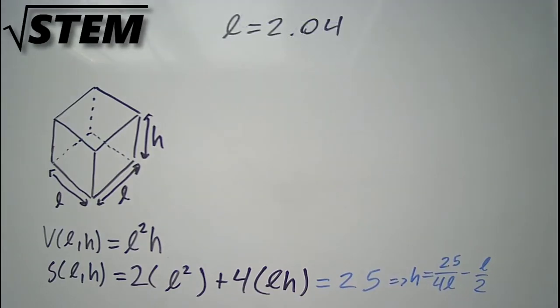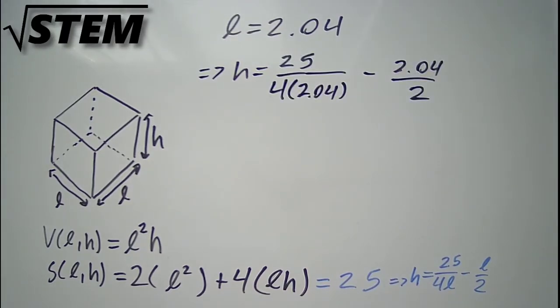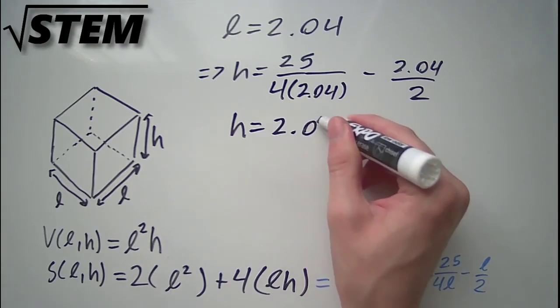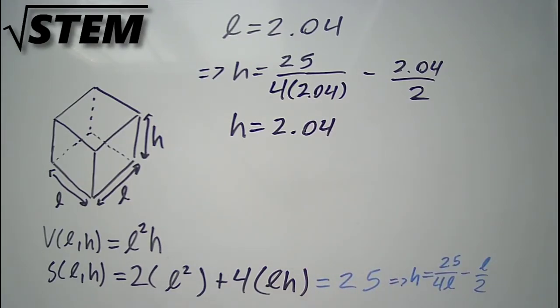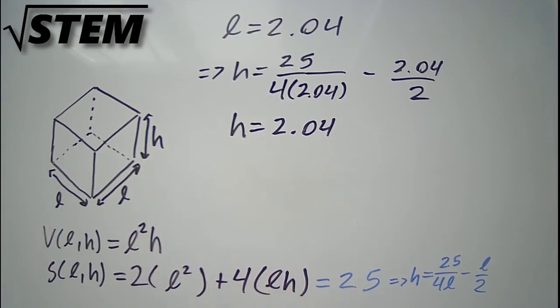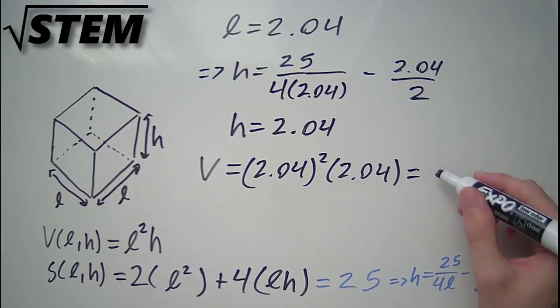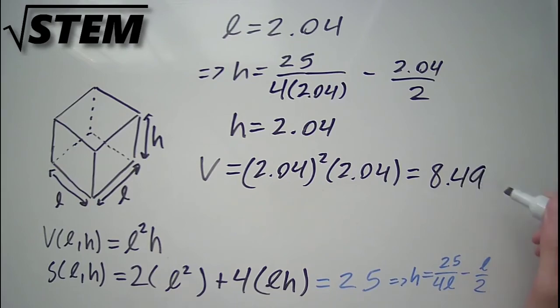Now we know that L equals the square root of these two fractions multiplied together, which comes out to 2.04. Now that we have a value for L, we can find our value for H. And that comes out to H equals 2.04. Once again, because L and H are exactly the same, this is a perfect cube. So it turns out that the rectangular prism with the maximum surface area and volume is actually just a perfect cube. And if we plug these values in, we'll find that our maximized volume is equal to 8.49 units cubed.